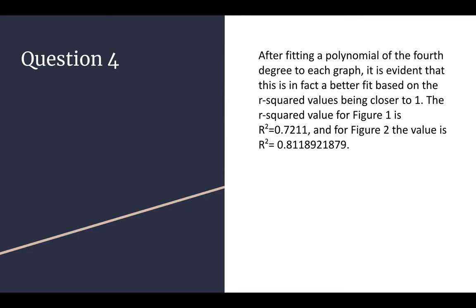Question 4. After fitting a polynomial of the fourth degree to each graph, it is evident that this is in fact a better fit based on the r-squared values being much closer to 1. The r-squared value for figure 1 is r-squared equals 0.7211, and for figure 2 the value is r-squared equals 0.81189.